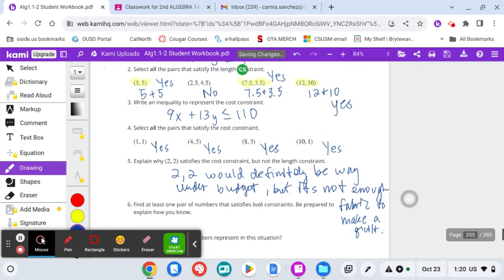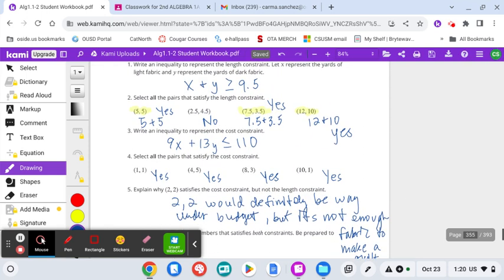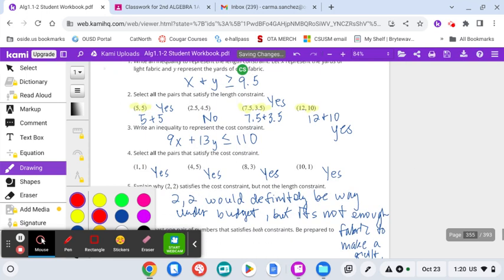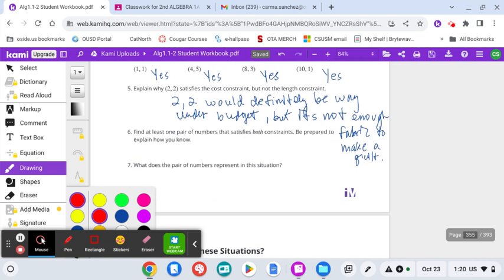And down here it says one pair of numbers that satisfies both. Give us something in that pink region. And so we could say 9, 1, for example. Or I'm sorry, 10, 1. Would be within that region.